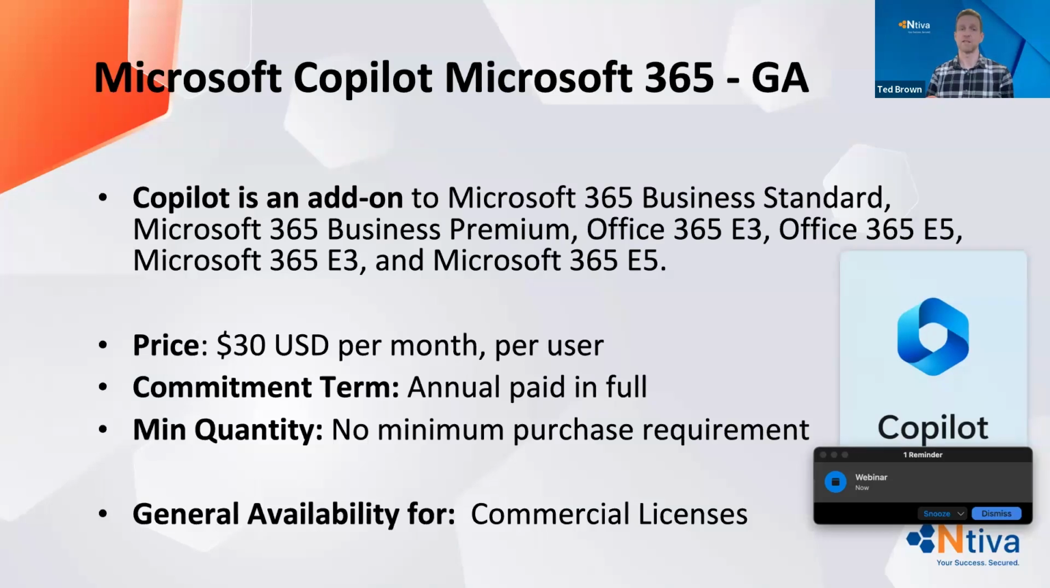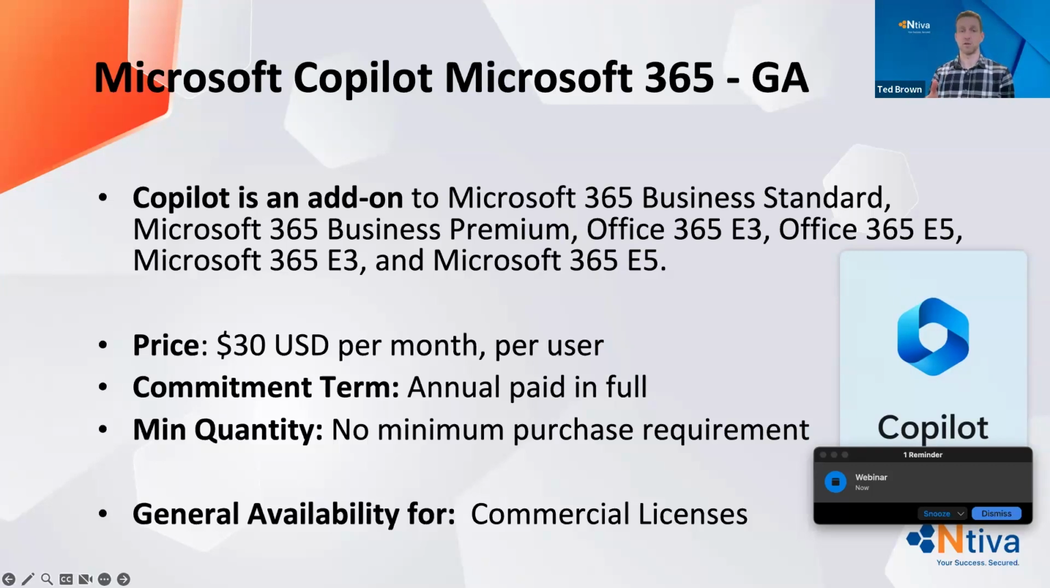Now, the pricing is still the same. The pricing is still $30 per person per month. However, there is no minimum quantity. Previously announced in November, there was a 300 minimum quantity that had to be purchased to utilize Microsoft Copilot. Right now, you can purchase a quantity of one if you wanted to try it out, a quantity of 5, a quantity of 300 if you want to go that far, but you don't have a minimum level requirement for purchasing this license, which is nice for small to medium-sized businesses.